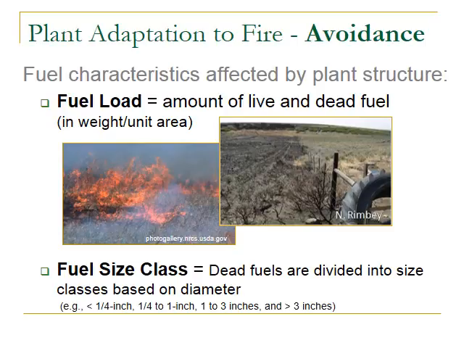Fuel size classes vary. They're a little different on rangelands than they are in forests, just because our fuels are smaller in diameter and oftentimes herbaceous. The definition of fuel size class is that dead fuels are divided into size classes based on diameter. In rangelands, we talk about fuels that are less than 1/4 of an inch, 1/4 to 1 inch, 1 to 3 inches, or greater than 3 inches. Of course, in forests, they talk about much larger fuels.